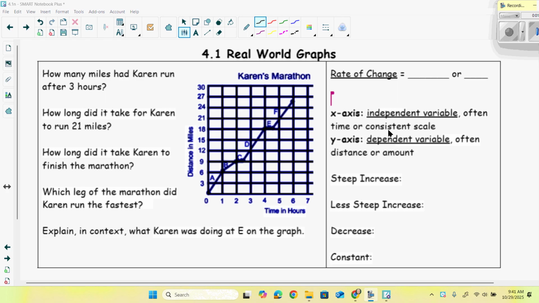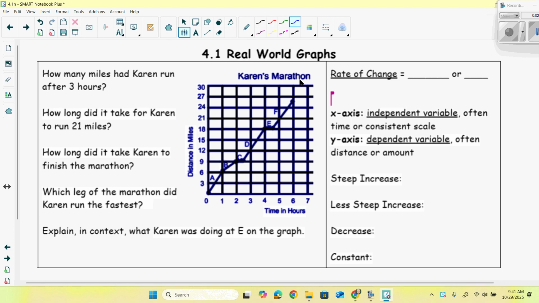A good example is if you get paid so many dollars per hour, let's say $10 an hour, then how much money you make depends on how many hours you work. And the hours you work, we would say, is independent. So the independent variable will be the thing that's happening, and time happens and then something is a result of that. So if we try to make sense of this, we've got Karen's marathon.